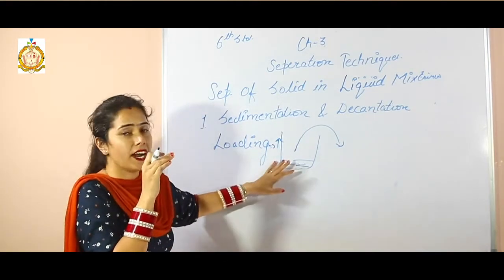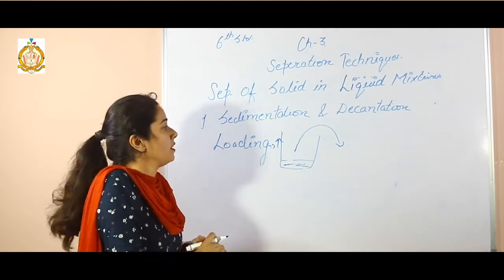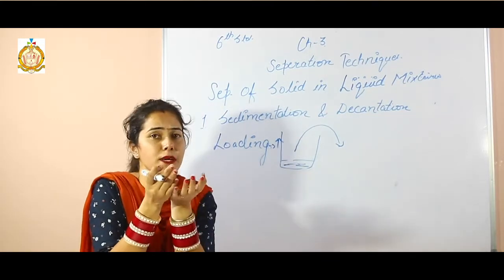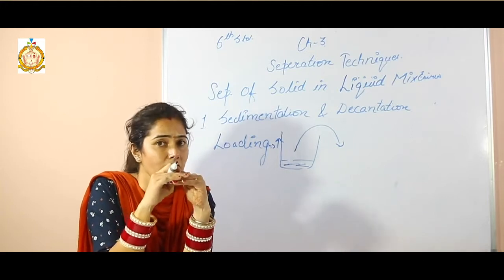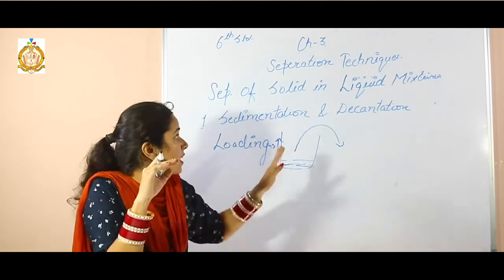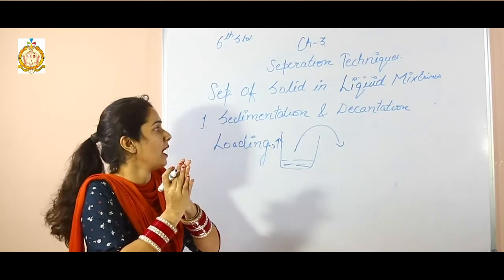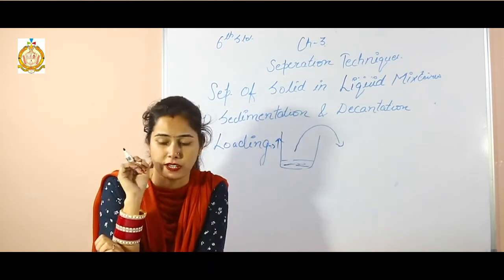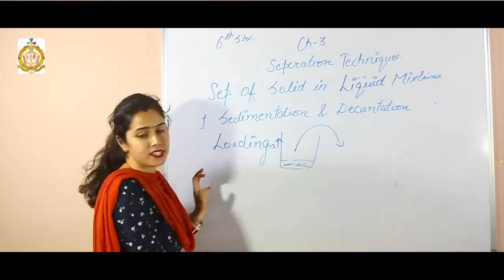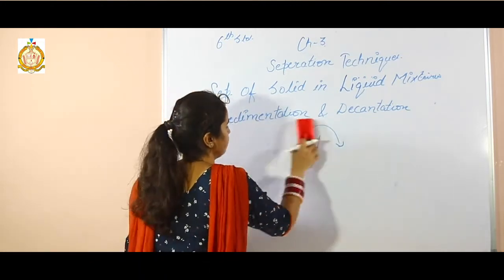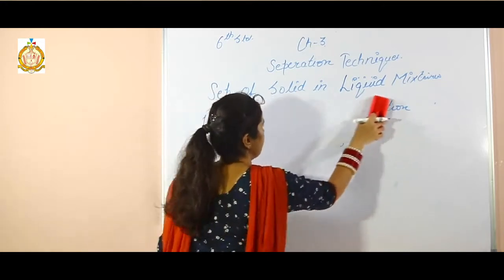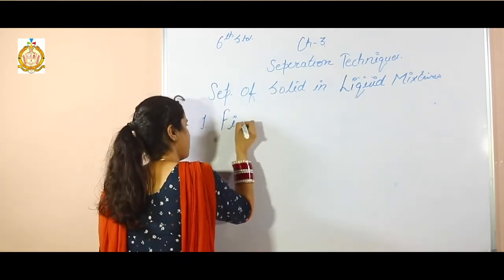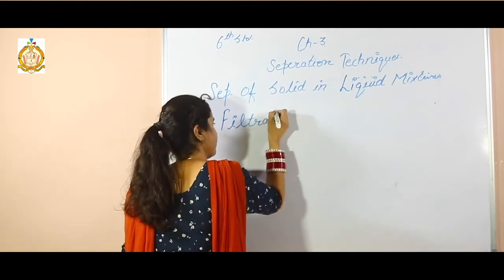When water is placed in large vessels, the muddy water or some insoluble material settles down, so that is sedimentation, and we take that pure water with the help of taps into another vessel, which is called decantation. Now the next process here is filtration.